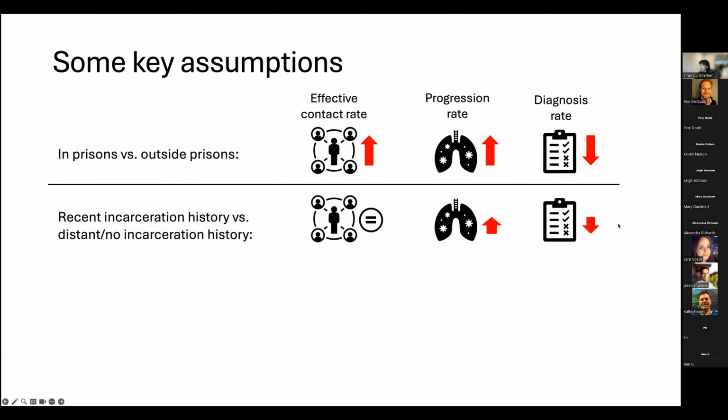And so basically we had across all of our parameter sets, progression rates in the recent incarceration history strata that varied all the way from the rates in prison to the rates among those with no prior exposure to incarceration. For effective contact rates, we did assume that those were equal across all groups outside of prison, all population strata outside of prison. And we also assumed proportionate mixing among all groups outside of prison, but we did vary that in a sensitivity analysis, which I'll get to later.